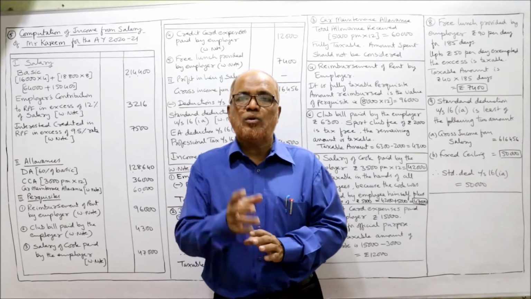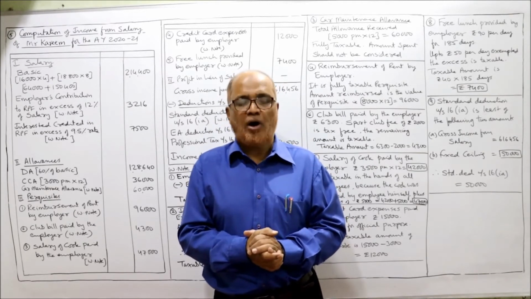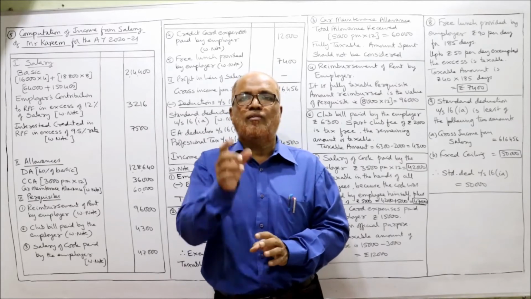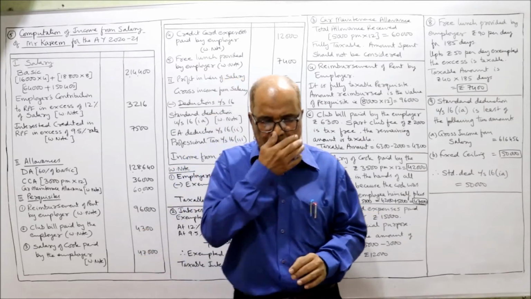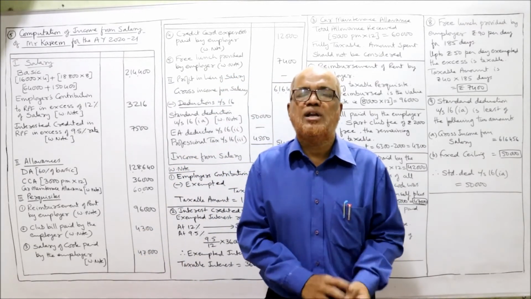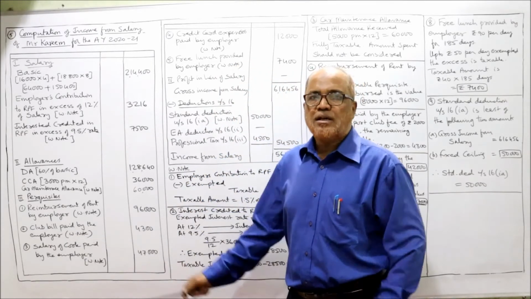So how much is the excess amount? 90 minus 50, 40 rupees per day is taxable. How many days? 185 days. So 185 into 40 is the value of the perquisite. Lastly, paid profession tax. It will be allowed as deduction under section 16(3). Now, see the computation here.